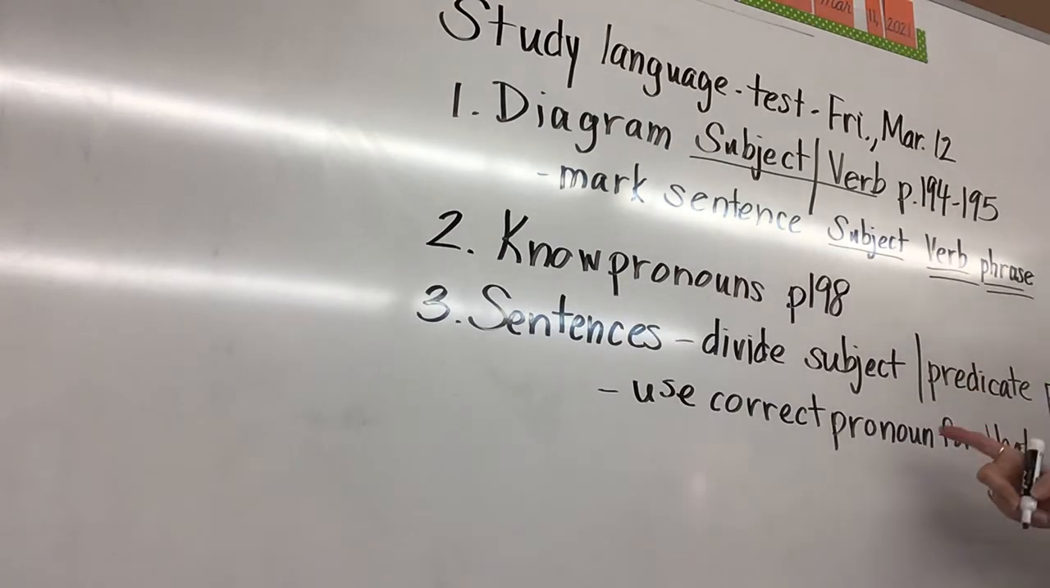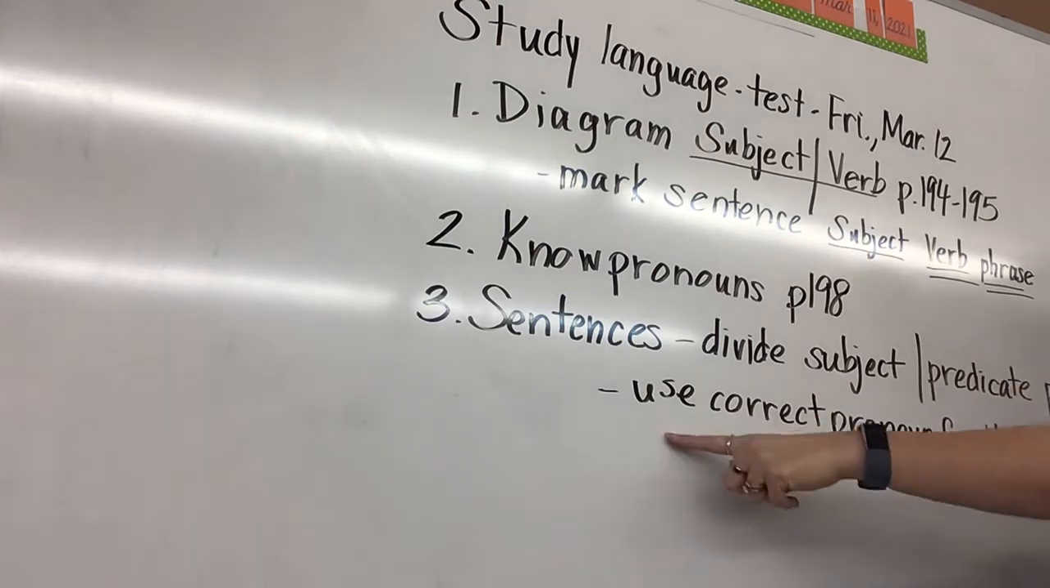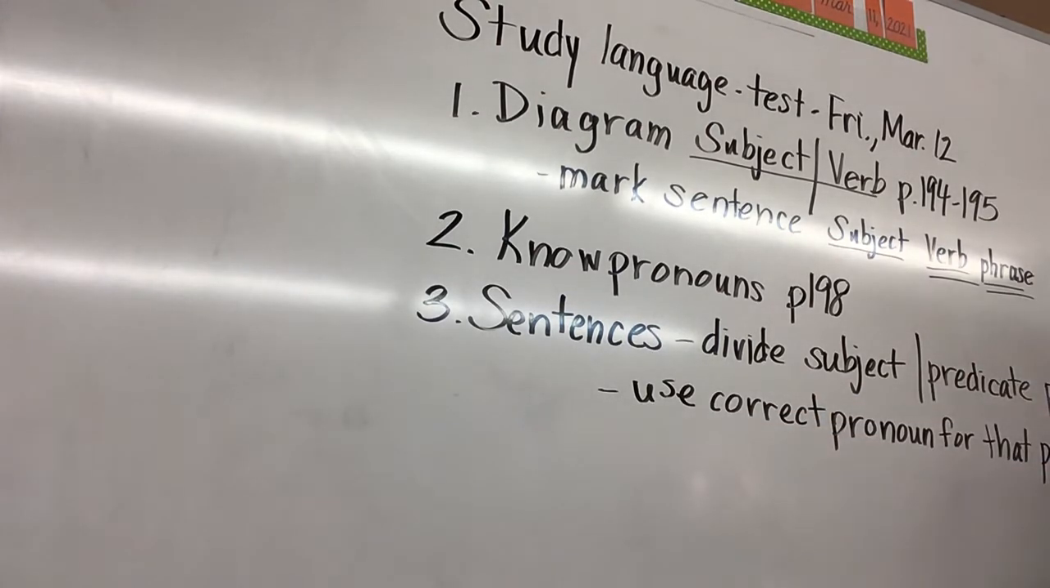And I'm gonna write that. Use correct pronoun for that part. So by use correct pronoun for that part, you should write page 198. But to review, dividing a sentence between the subject and the predicate.